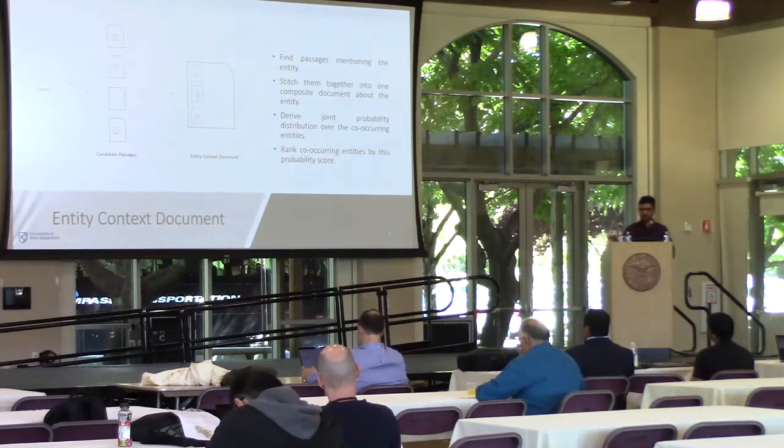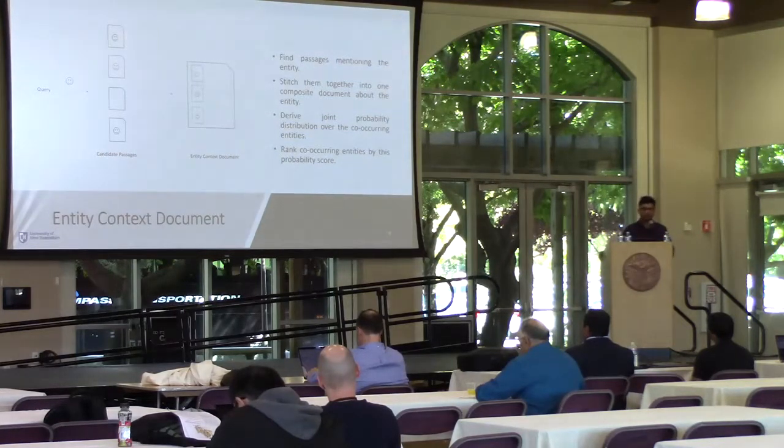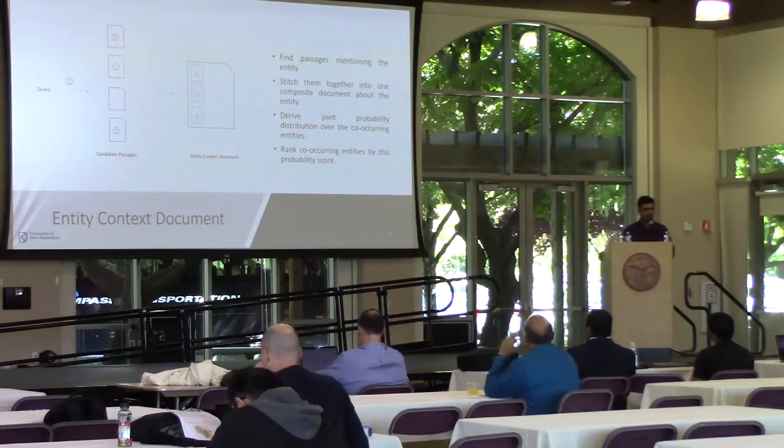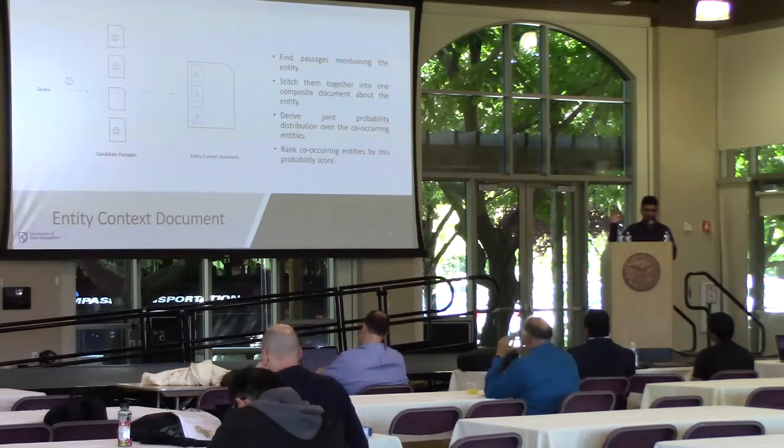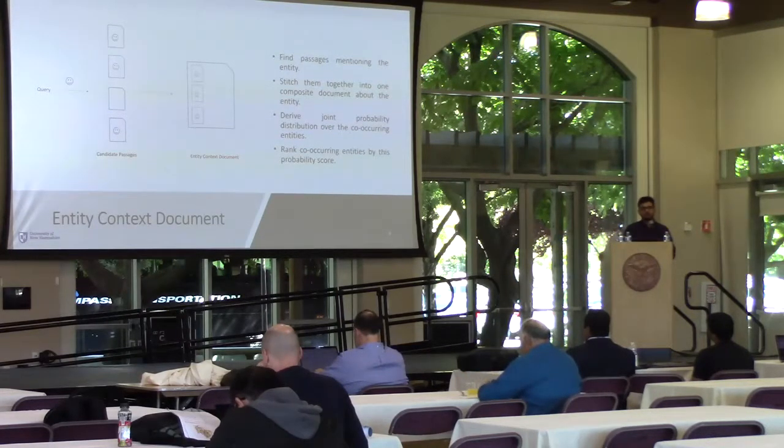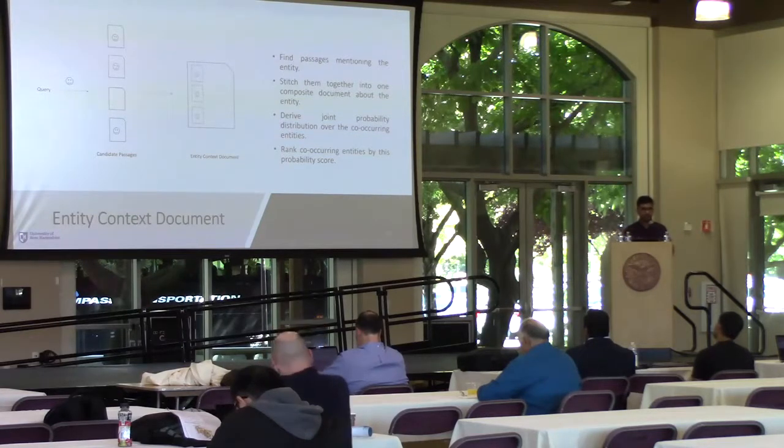So we have a set of features which are based on this method. I will not be discussing all of them because of time constraints, but for example, we can expand the query using these entities. We can also expand the query with the words in the composite entity context document. We can also have a per query in-memory index where you have an index of these composite documents, and then you retrieve these composite documents and rank the passages within them according to the retrieval score of these entity context documents.